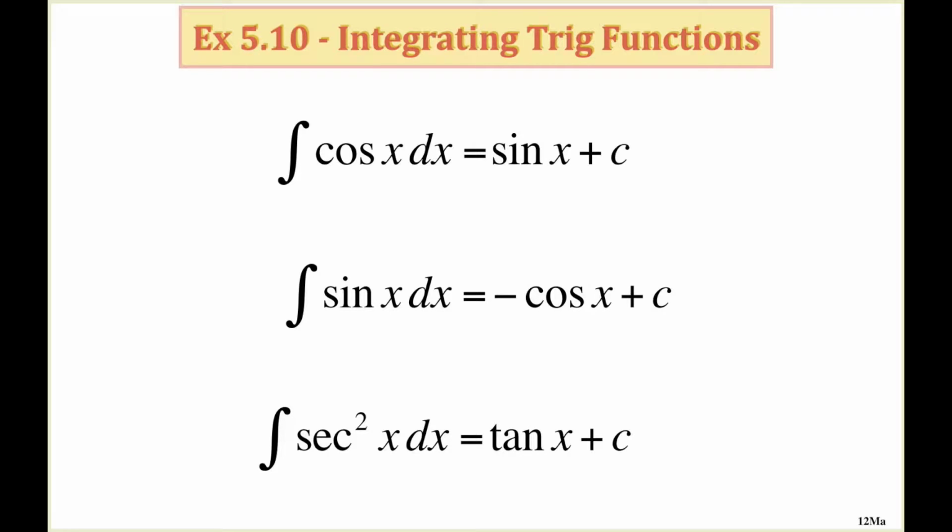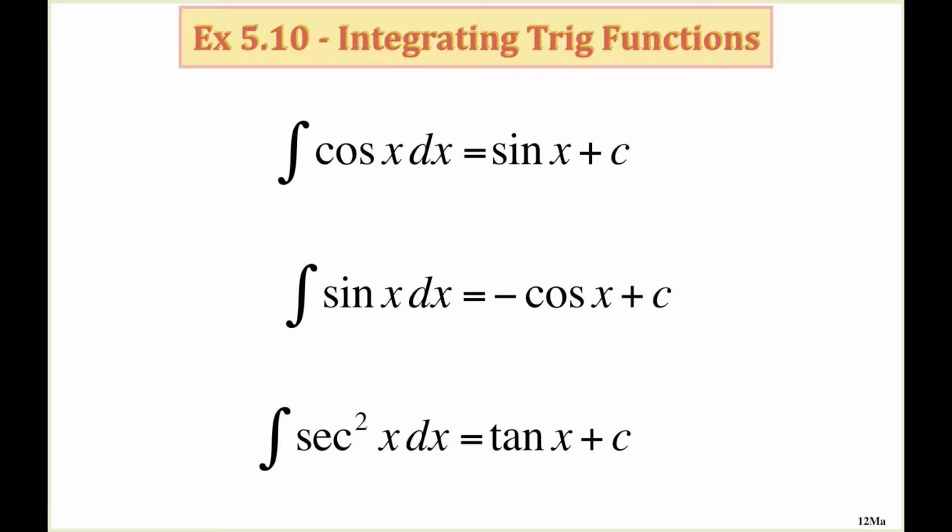Hello and welcome to the last exercise on chapter 5, and we're going to be integrating some trig functions today, but before we do we need to have a quick look at our basic rules. These are the things that you're going to have to learn and know off by heart. You can refer to them as you're going through the questions because they're in your booklet, but make sure that you learn these as you go.